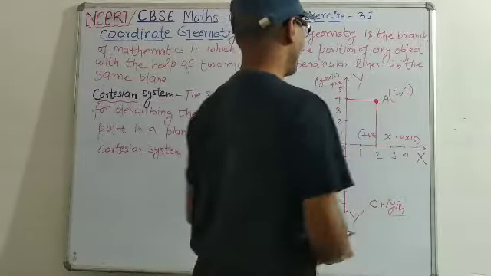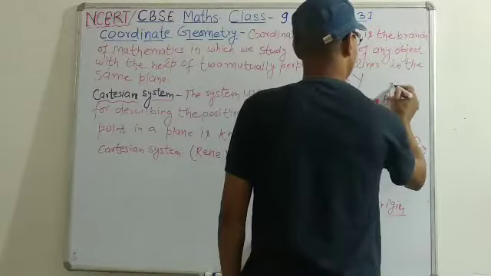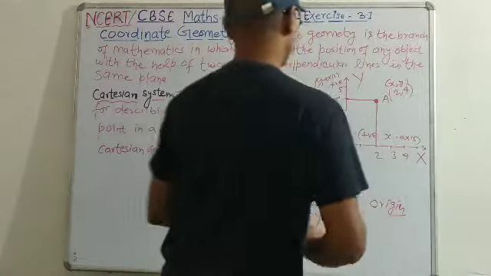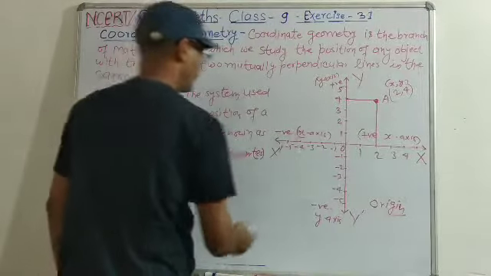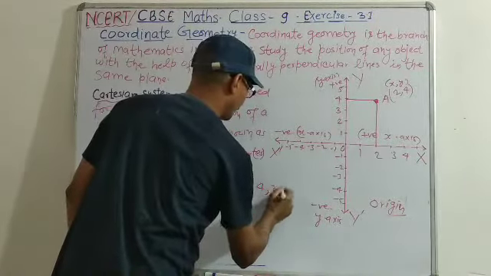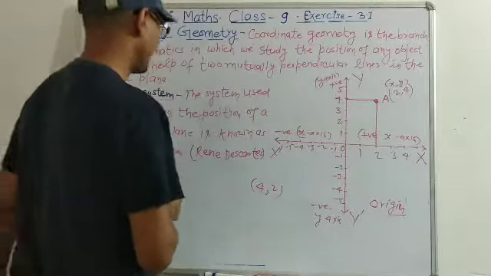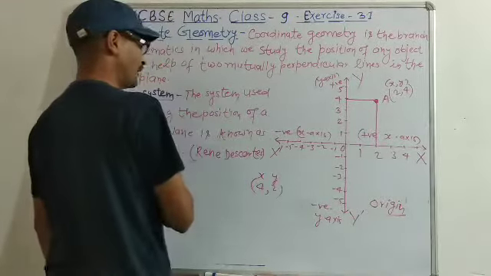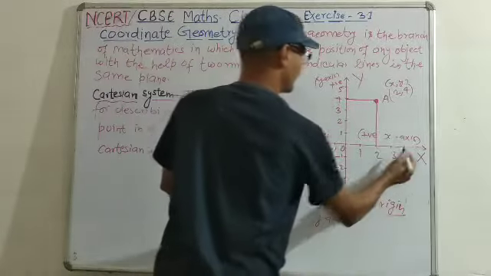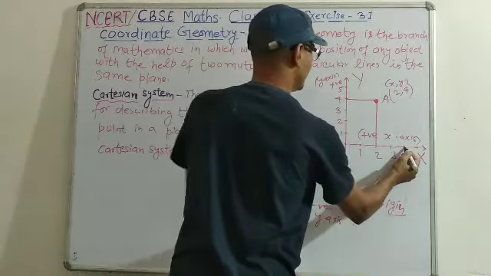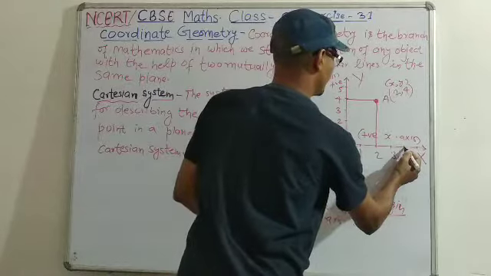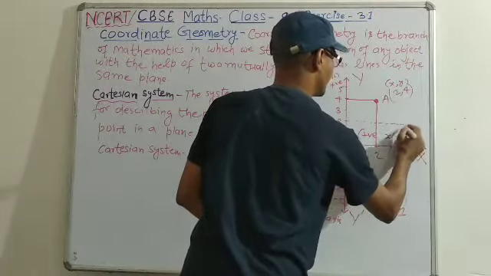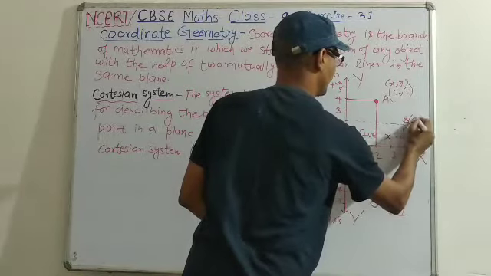(2, 4) means you always write x first, and y second. We cannot write this as (4, 2). Suppose we want to write (4, 2). Where is the position of (4, 2)? We always see this is the x-axis and this is the y-axis. Here x is 4 and y is 2. The position of this, suppose it is B, is (4, 2).